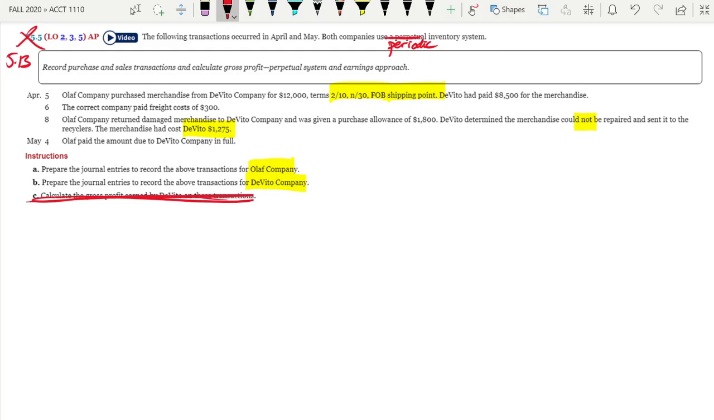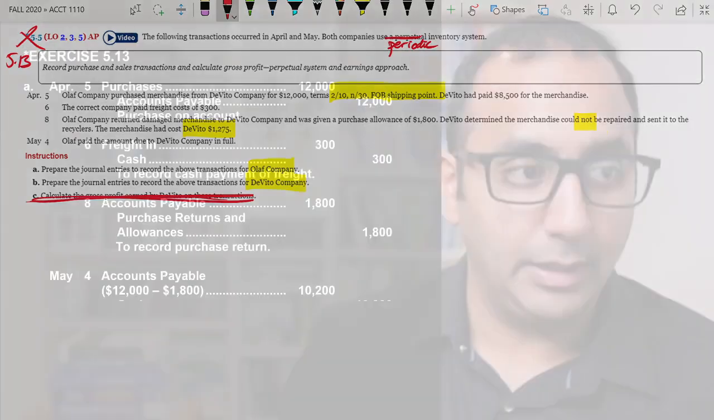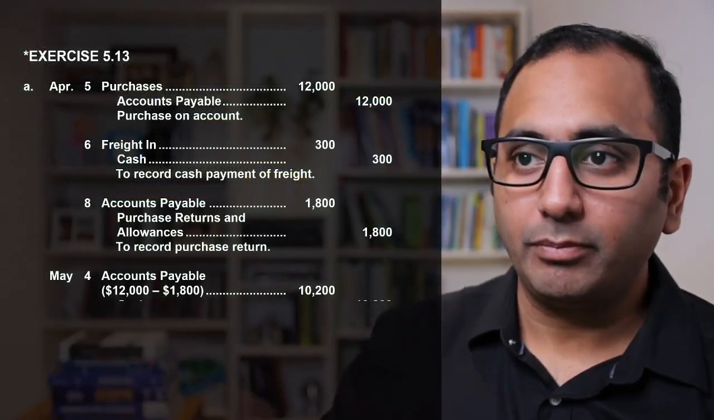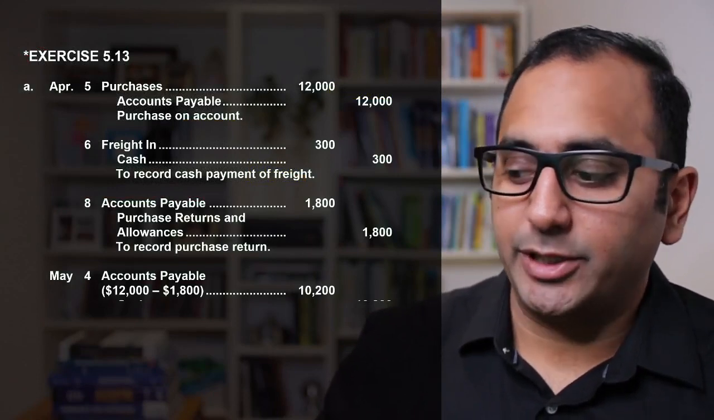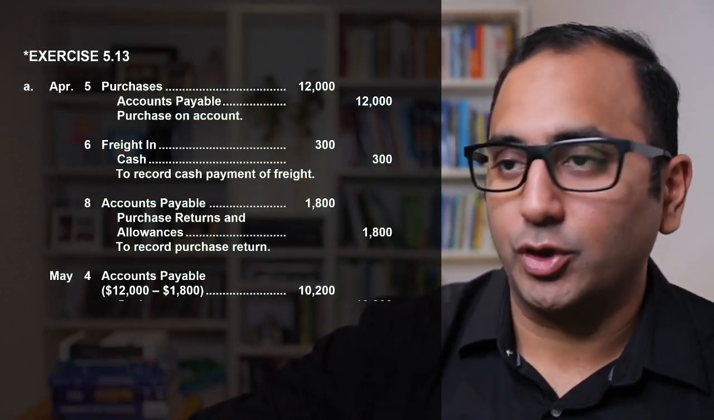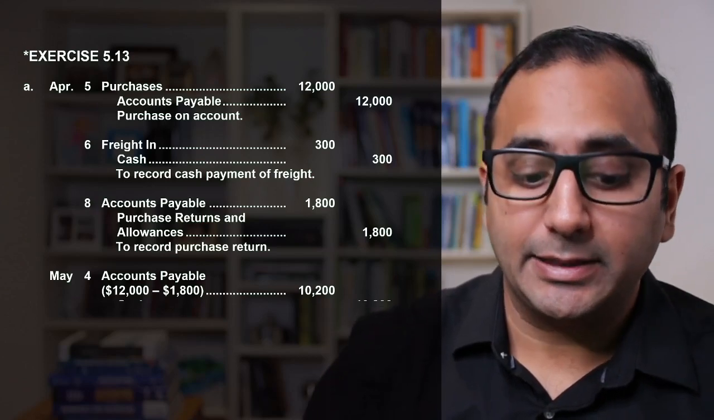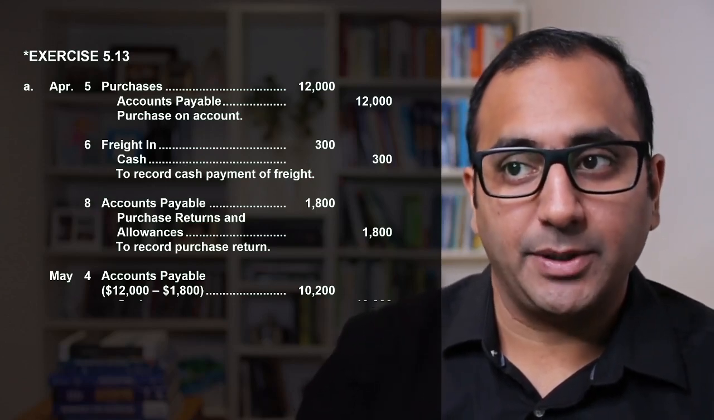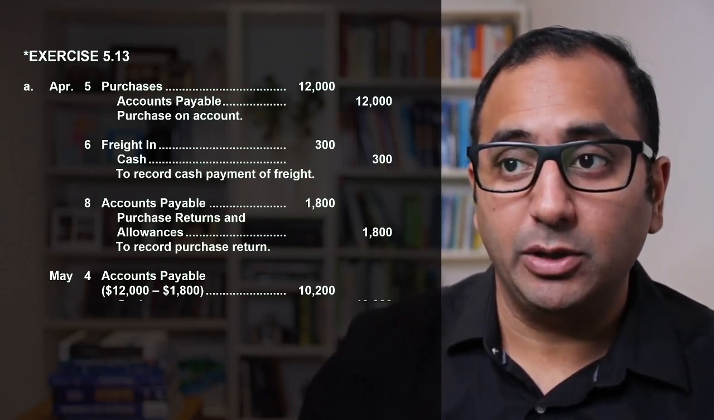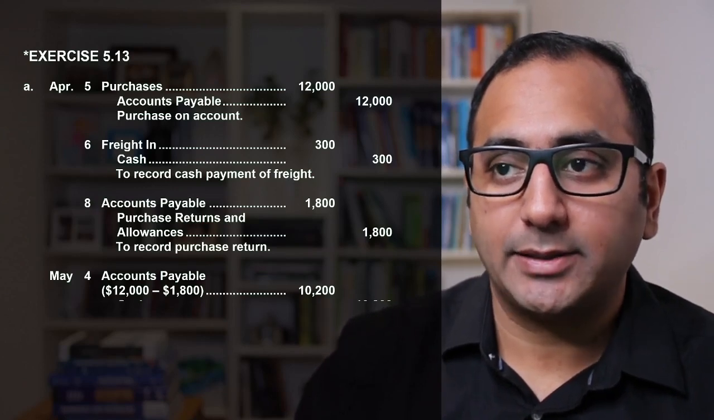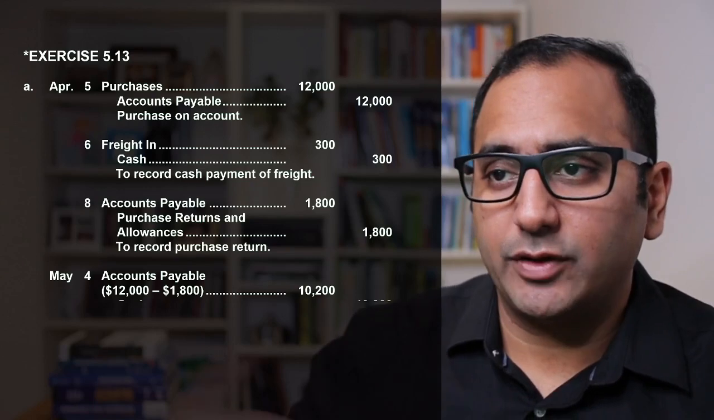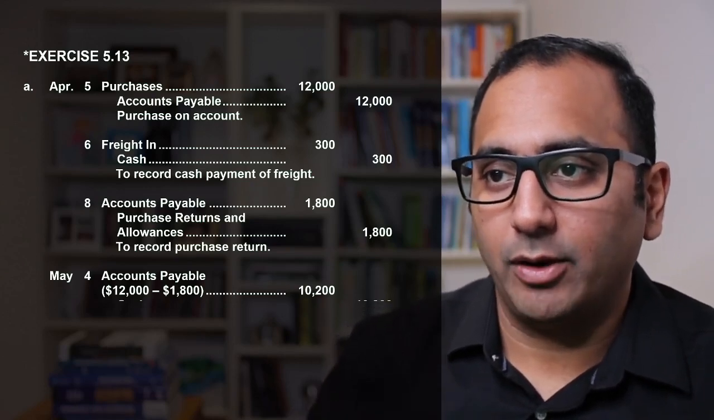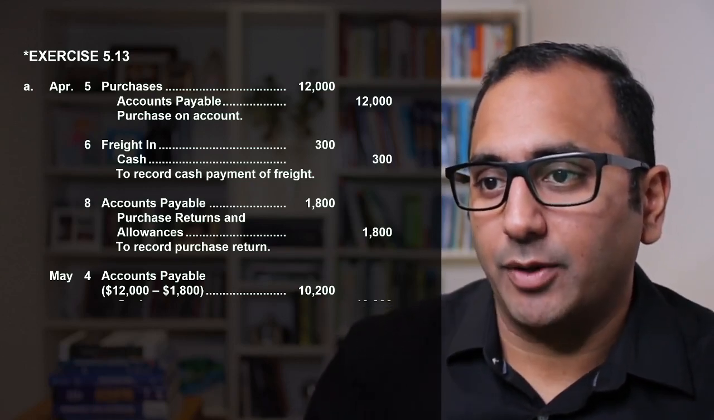For us to do that, let me pull up the solution here. So Olaf purchased merchandise from DeVito. Let's do that one first. We're going to debit purchases and credit accounts payable. I just want to draw your attention to something here, that we're not using the merchandise inventory account, and instead we're using the purchases account. The purchases account is being used because it's going to help us later on calculate cost of goods sold. Instead of just dumping everything into the inventory account, we use accounts that sound like what they describe.